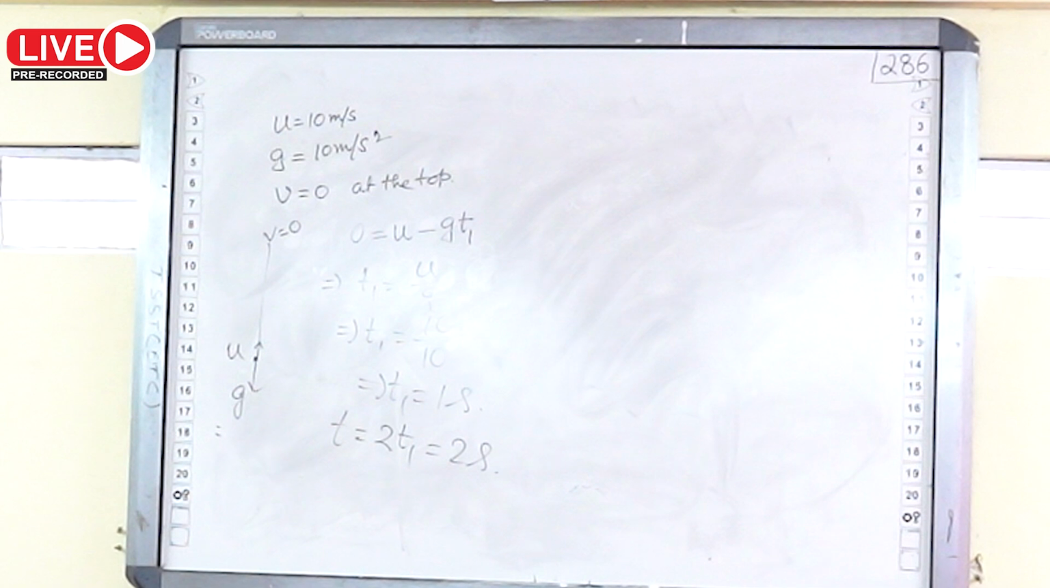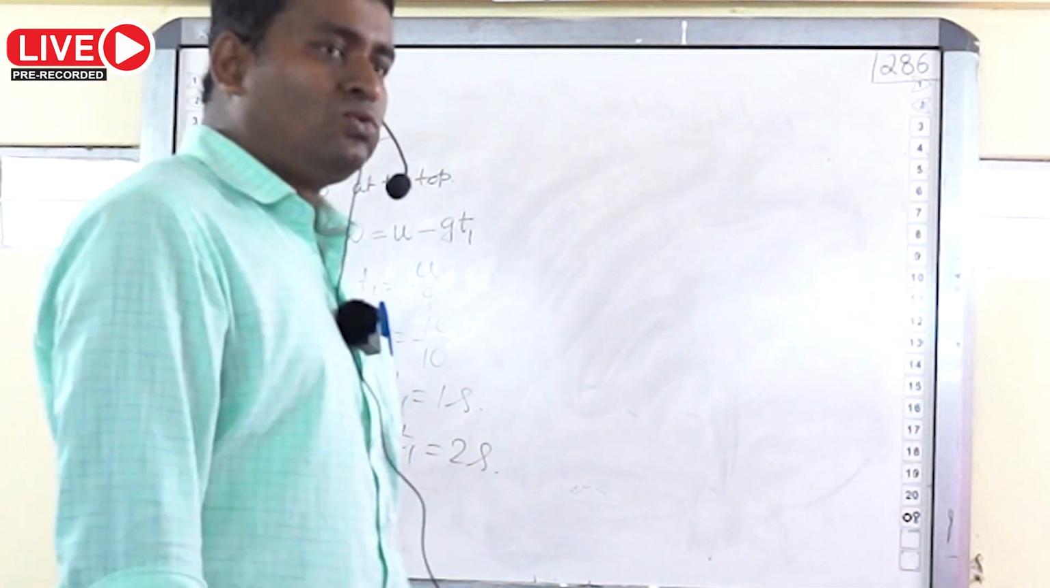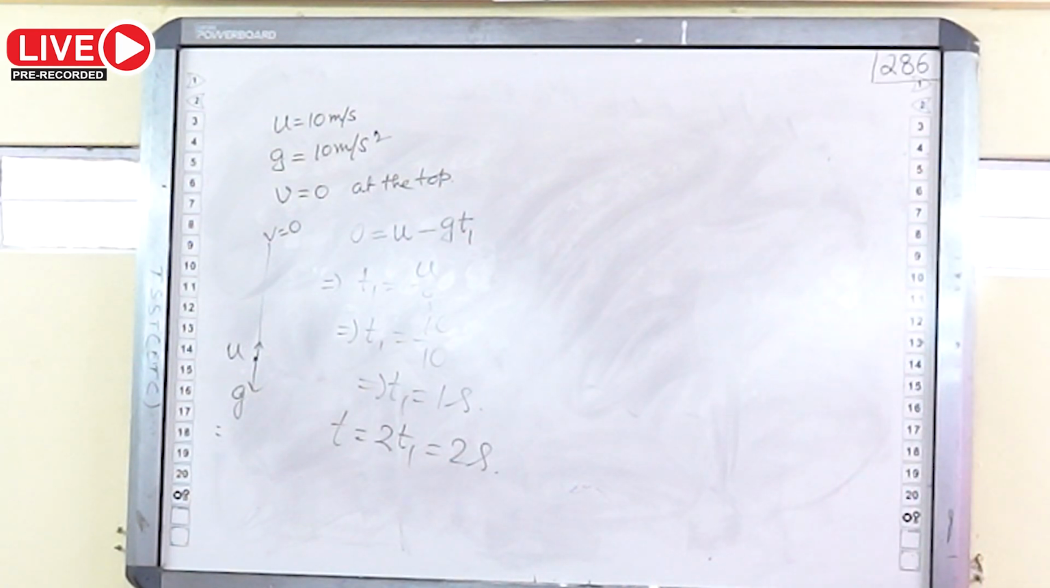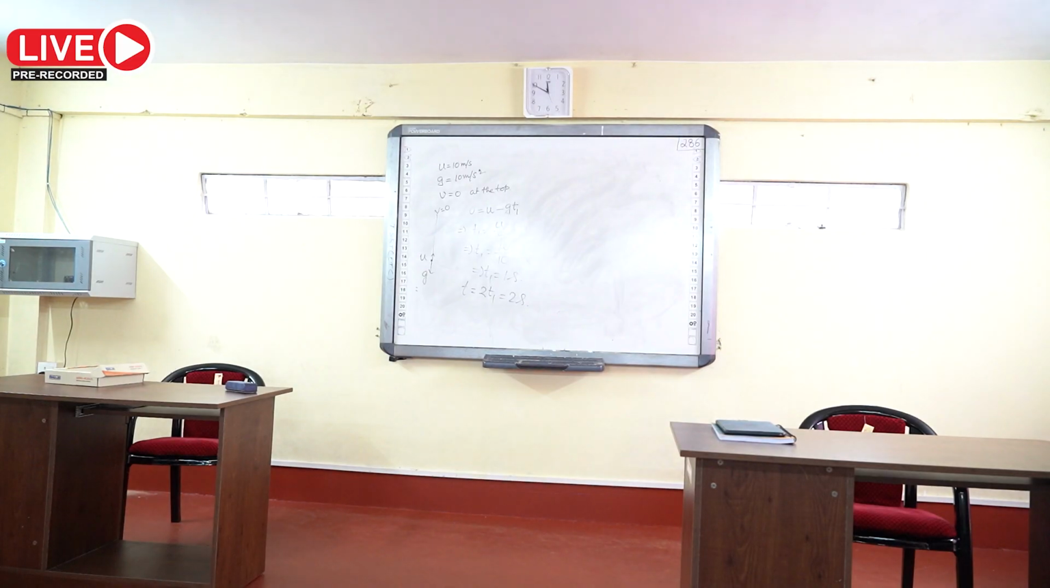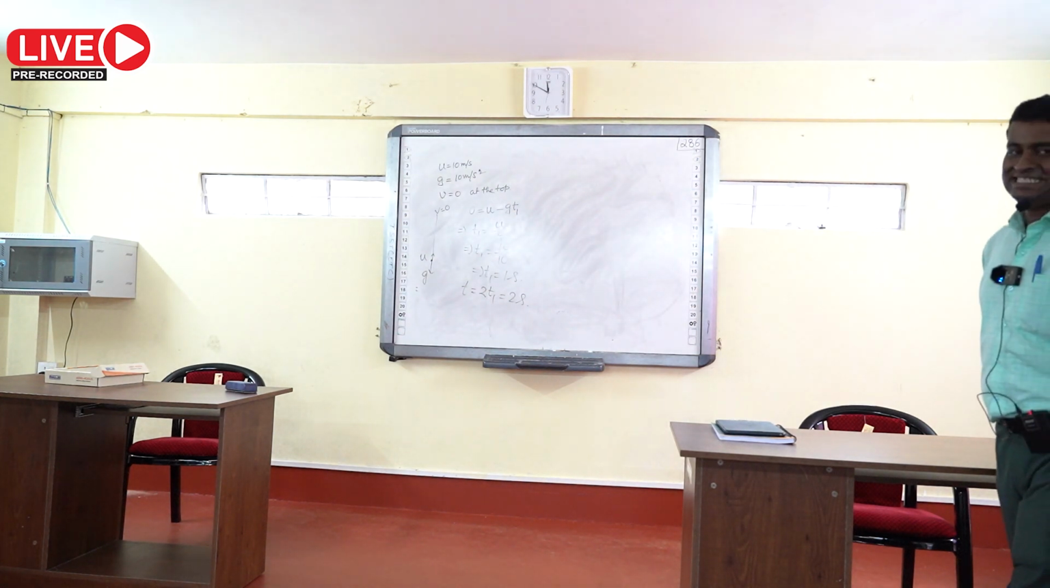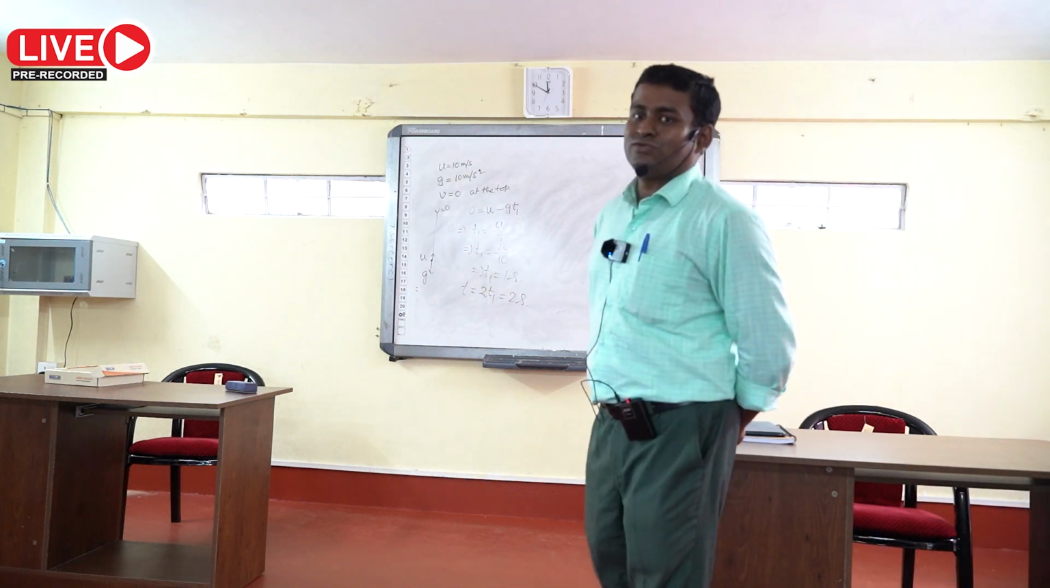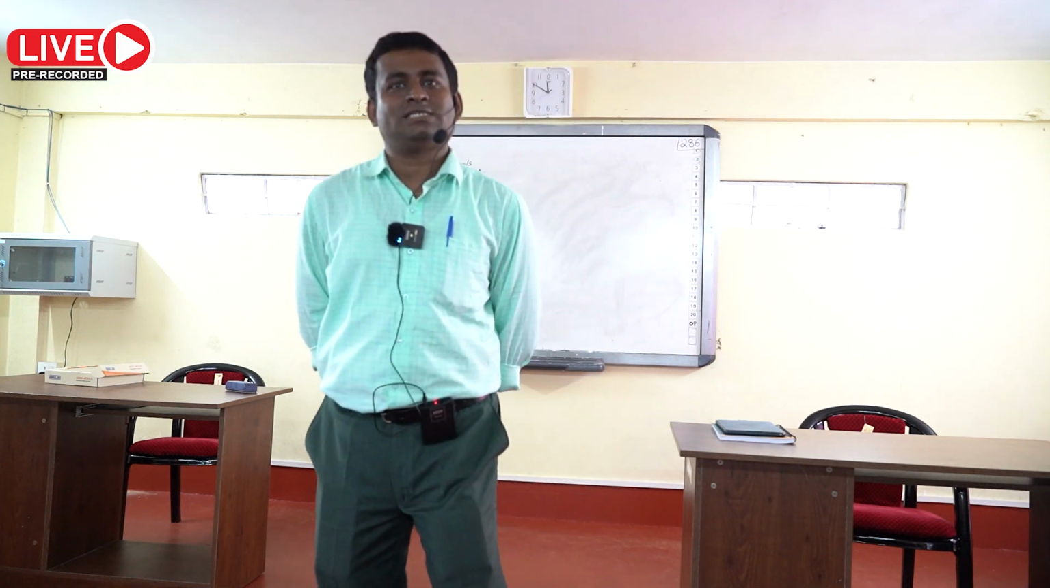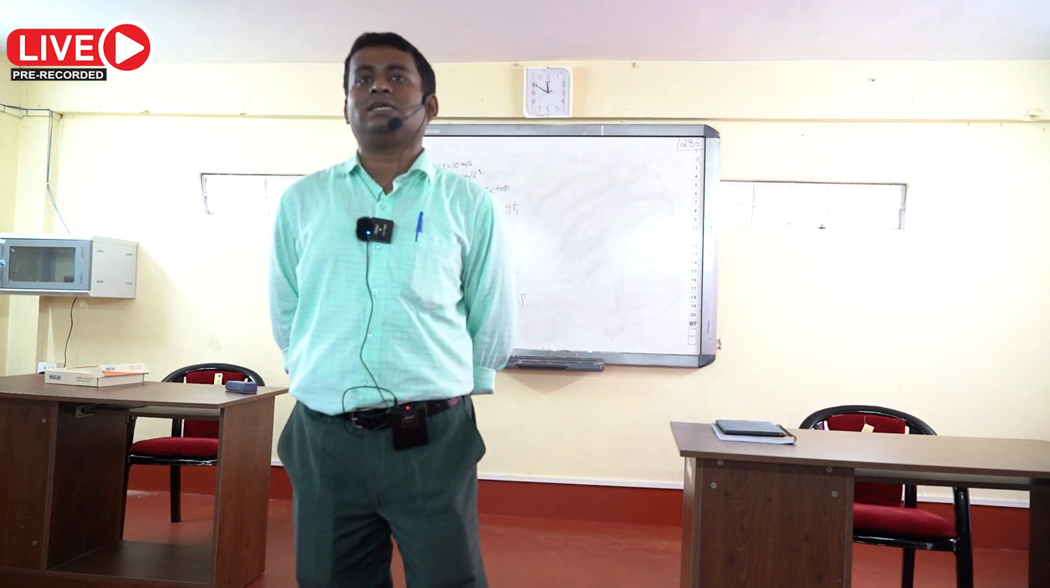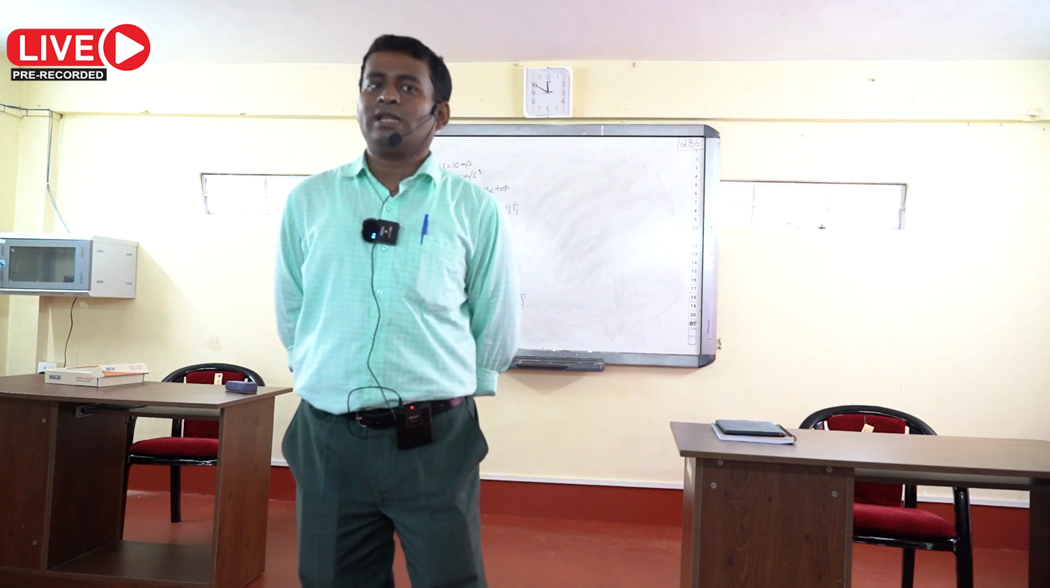V equal to u plus at, using that we can find it. But can we solve this same problem by using S equal to ut plus half at square? How? Since the height is the same, we can apply it. That height we calculated, but it's 5 meters, so it will lead to long calculations. I want to use only the equation S equal to ut plus half at square and calculate the time directly. That will come to 2 seconds.